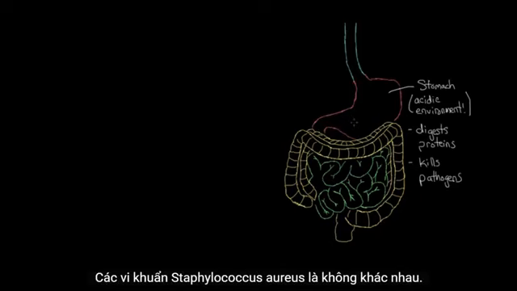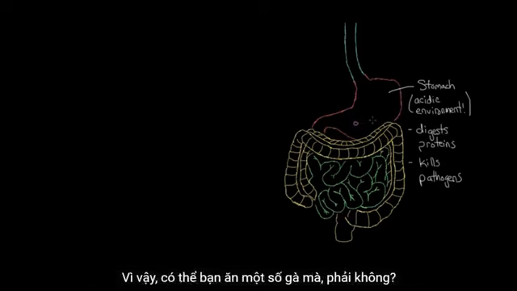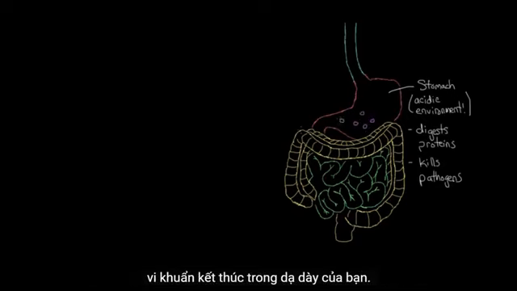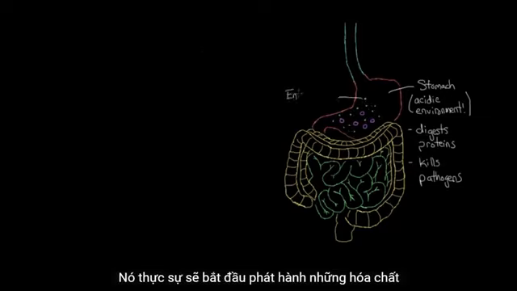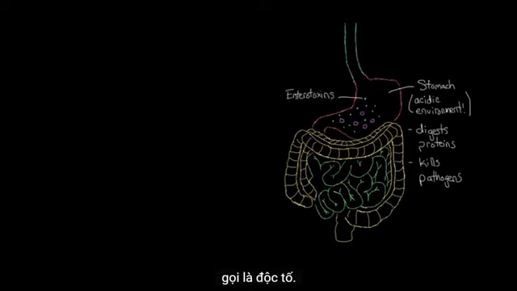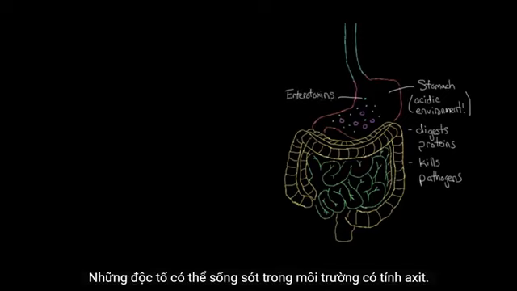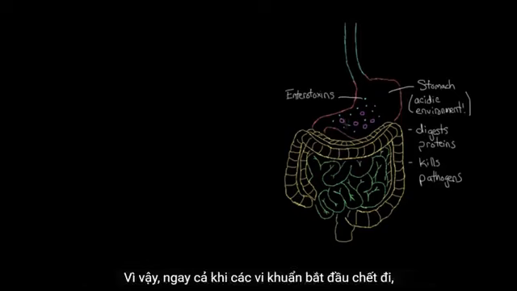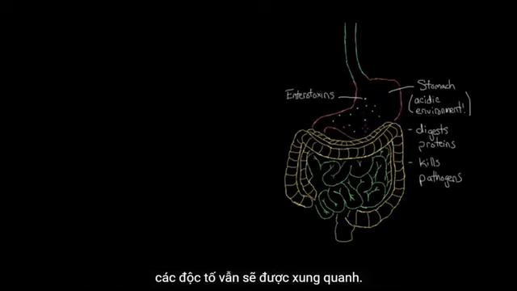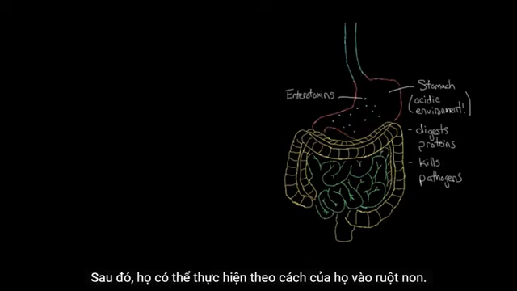This acidic environment is actually pretty extreme, so a lot of bacteria can't survive in it. The Staphylococcus aureus bacteria is no different. So maybe you eat some of that chicken, and then that bacteria ends up in your stomach. That bacteria may start to die off, but it's actually pretty sneaky. It'll actually start to release these chemicals called enterotoxins. These enterotoxins can survive the acidic environment. So even if the bacteria starts to die off, the enterotoxins will still be around. They can then make their way into the small intestine.